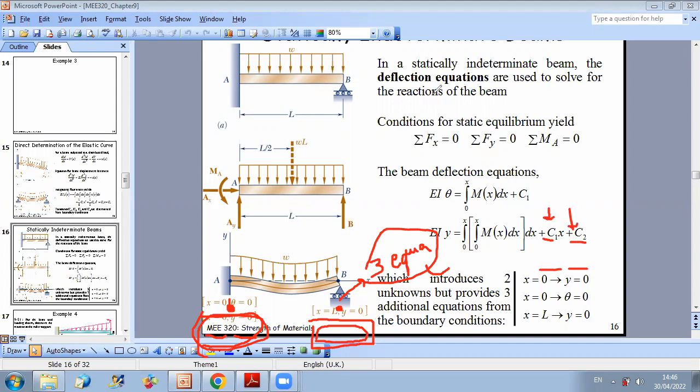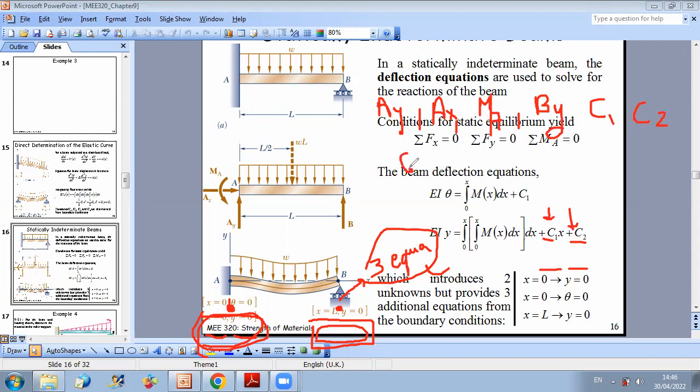So in total, the total number of unknowns here will be AY, AX, MA, reaction moment at A. I have also BY. And I have, in addition, C1 and C2. So in total, 6 unknowns.